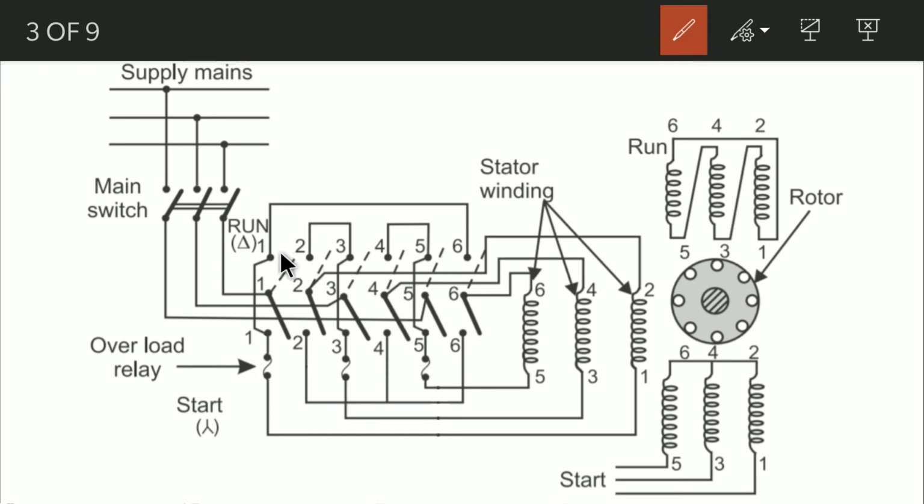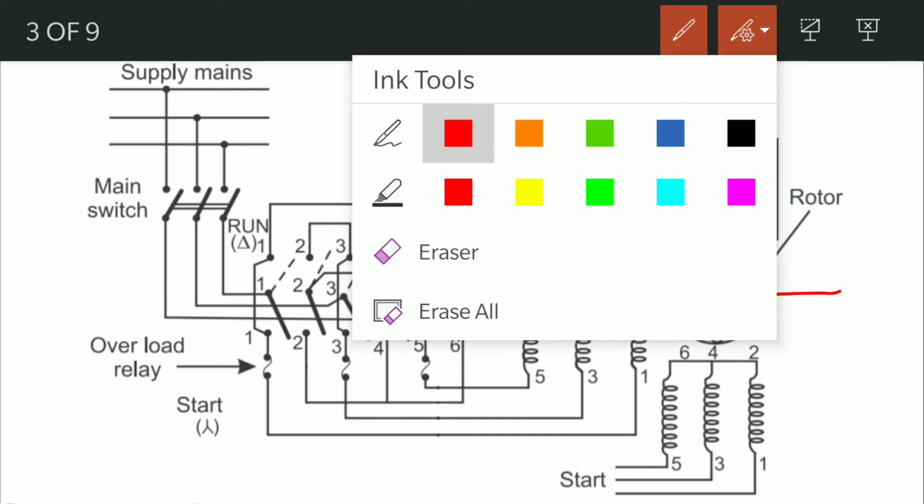The special precaution in this starter is that the switch is changed when the motor picks up nearly 70% or more than that of the rated speed. Otherwise, there will be heavy sparking at the terminals because the current is not reduced till then. So this is how the three-phase star delta starter controls the current.